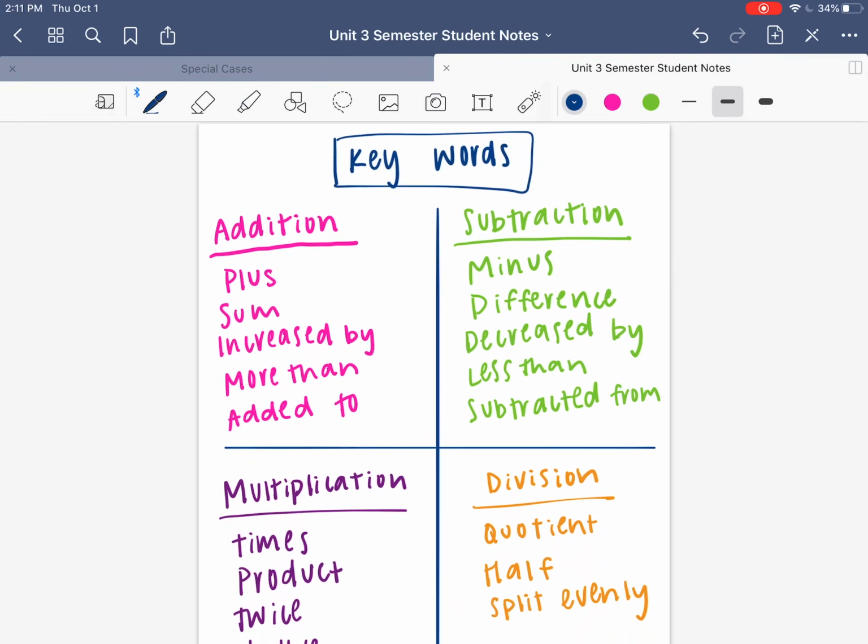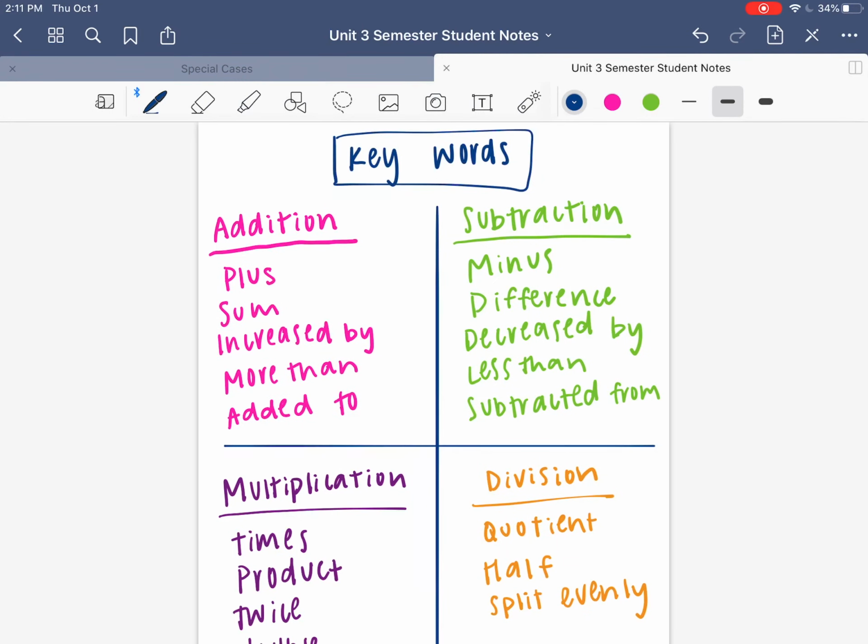So we have some keywords. This is by no means a list of every word that we could be using for addition, subtraction, multiplication, or division. But these are just kind of the more common ones. Words that mean addition are things like plus, sum, increased by, more than, or added to. Some words that mean subtraction are things like minus or difference, decreased by, less than, subtracted from. Those words are signaling subtraction for us.